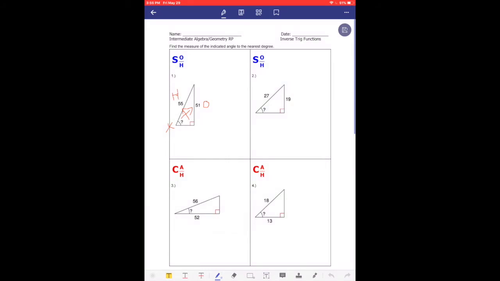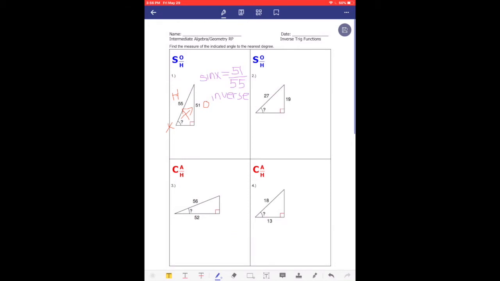So setting up our equation like we normally would, our equation would be sine of x equals the opposite over the hypotenuse. Opposite was 51 and hypotenuse was 55. Now normally we would set up a proportion, put it over 1, and cross multiply for x, but in this case we're going to use the inverse function, because we want to get rid of that sine and solve for x.